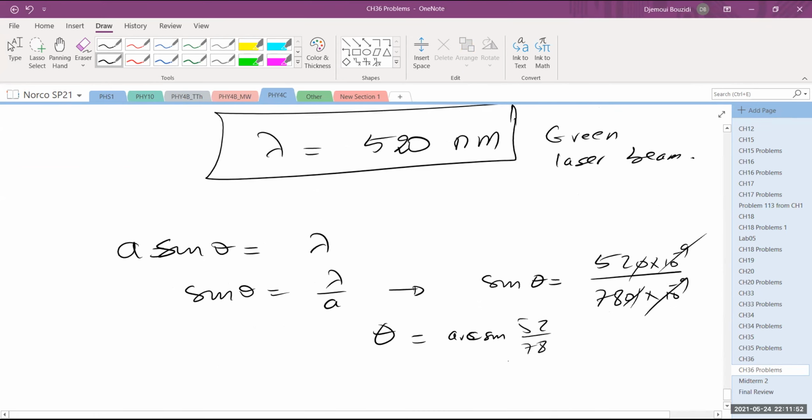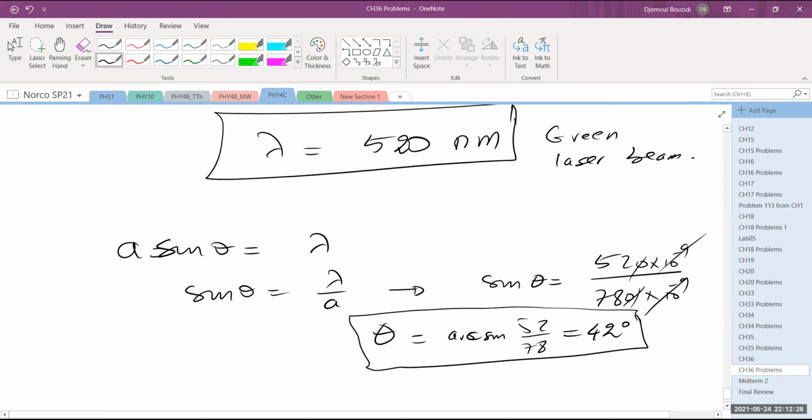of 52 over 78. I don't like Excel for this one because Excel will give me the angle in radians and I have to convert it, so I'll use the calculator, which gives me degrees. I want arc sine of 52 over 78, and this answer is 41.8 degrees, or 42 degrees. You see here, this is a small value of A, and the angle is not small. 42 degrees is not small.